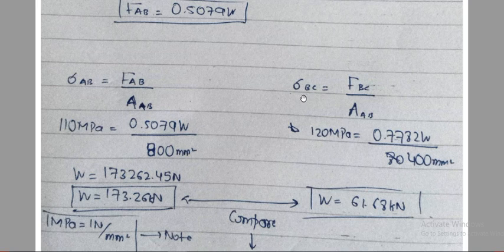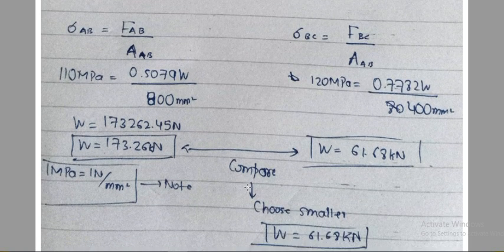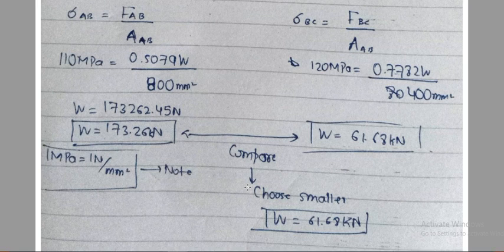And in this case, from the parameters given in BC, W comes out to be 61.65 kilonewton. So in the end, you have to compare both of them and choose the smaller one. Now, why do we need to choose the smaller one? Why not the larger one?